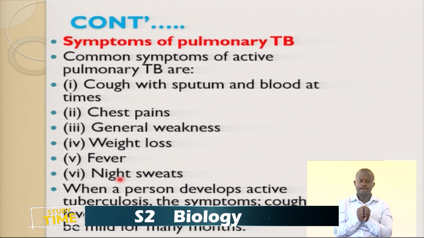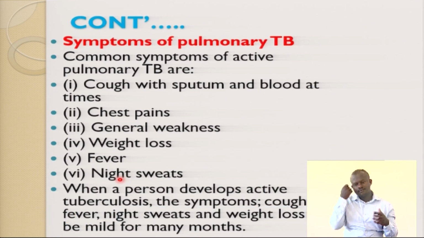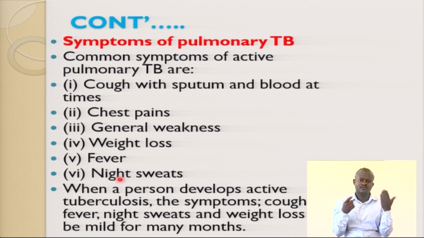Find a person is always weak. Coughing, chest pain, weak. Of course, you may start suspecting yourself to be a patient of tuberculosis, pulmonary tuberculosis. Also weight loss. A person who drops weight from normal weight, that is weight loss.